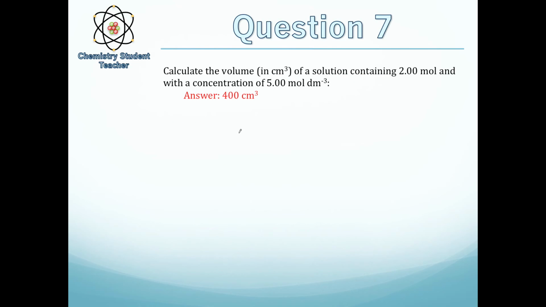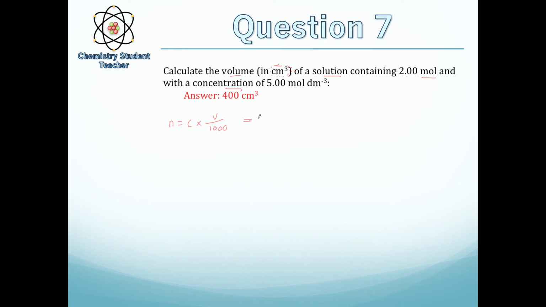Now we will look at question 7. Calculate the volume in centimeters cubed of a solution containing 2 moles and with a concentration of 5 moles per dm cubed. So we're asked to calculate a volume. We have a solution, we have the number of moles, and we have a concentration. And it asks specifically in centimeters cubed. So this all screams out the equation that we use for solutions, which is number of moles equals C times V over 1,000. And it's over 1,000 because it's asked in centimeters cubed.